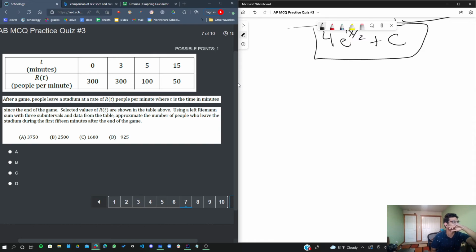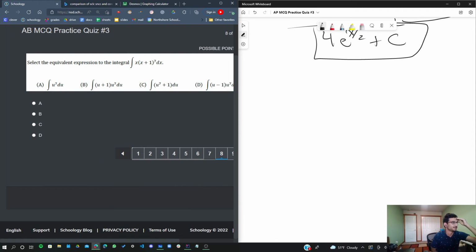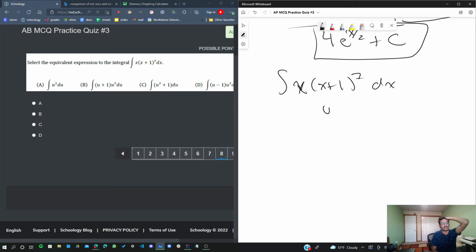So we have, after a game, people leave the stadium at a rate of R of t. All right, the values are shown in the table. Use a left Riemann sum. Okay, that's going to take a long time, so I'm just going to skip and move on. Okay. Select the equivalent expression. Honestly, I just write these integrals out and do it that way. I see what they're trying to do here.